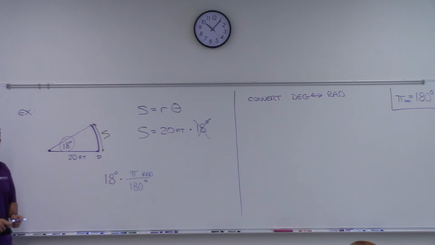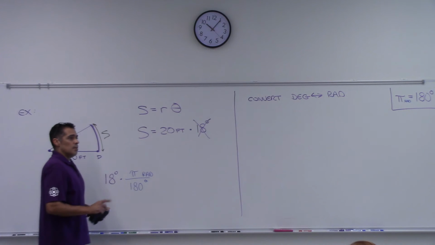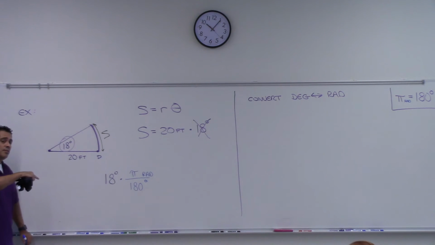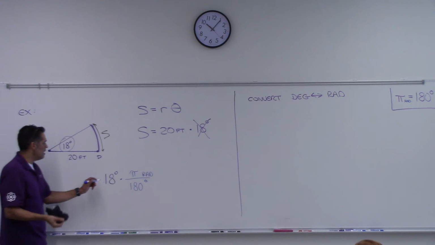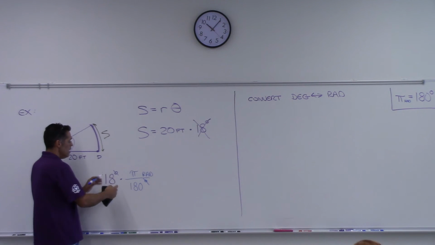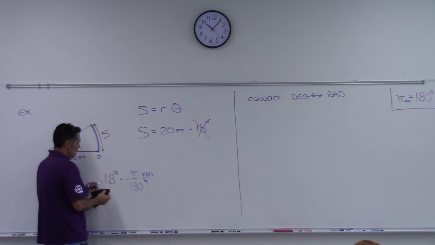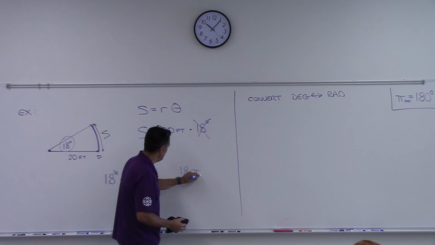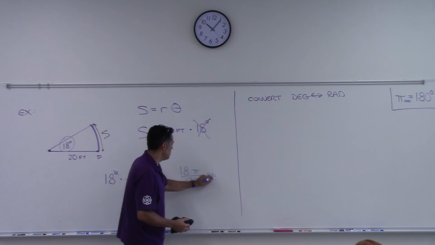Yes? Do we put our calculators in radians? You do not need to be in any mode on your calculator to do this. You don't need to worry about mode till we start talking about sine, cosine, tangent, and all that stuff. Right now, because here it's just numerical, the degrees are going to cancel, okay? All we're doing numerically is taking 18, multiplying by pi, and dividing by 180, and that will be our answer in radians.